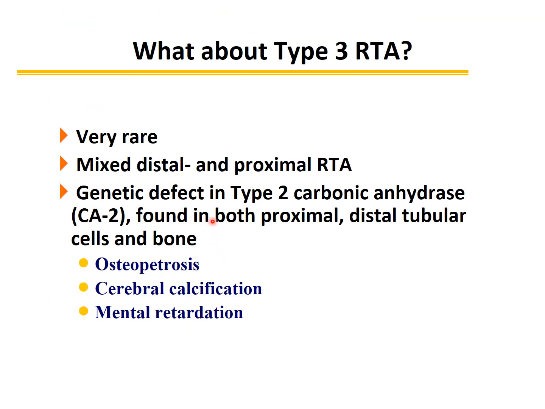Now, what about the type 3 renal tubular acidosis? It's very, very rare. That's a mixed distal and proximal renal tubular acidosis. It's a genetic defect in the type 2 carbonic anhydrase found in both proximal and distal tubular cells and the bone, and osteoporosis, cerebral calcification, and mental retardation can occur in addition to this tubular acidosis.